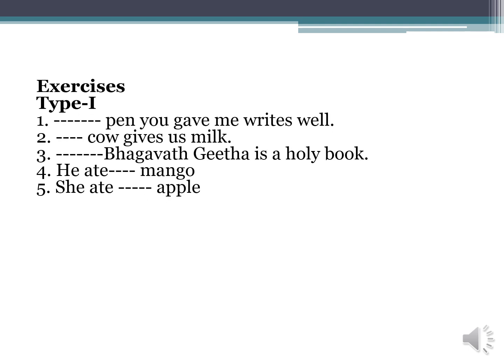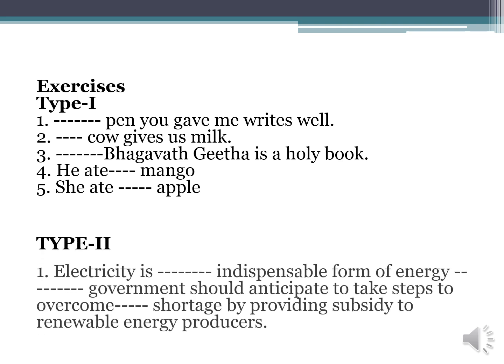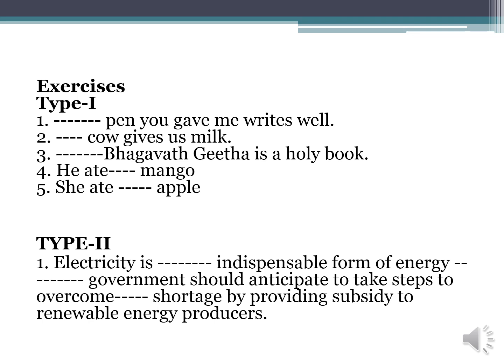Here is an exercise for articles. Type 1. 1. Dash pen you gave me writes well. 2. Dash cow gives us milk. 3. Dash Bhagavad Gita is a holy book. 4. He ate dash mango. 5. She ate dash apple. Type 2. Electricity is dash indispensable form of energy. Dash government should anticipate and take steps to overcome dash shortage by providing subsidy to renewable energy producers.